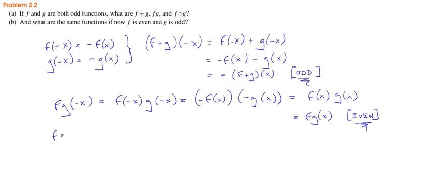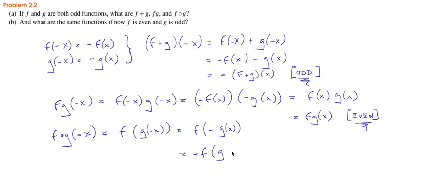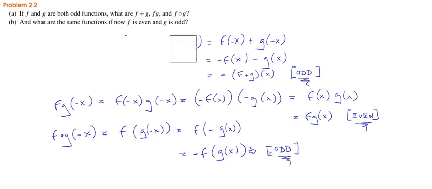And finally, the composition. We have f of g of minus x, but this is just f of minus g of x, because g is odd. And now because f is odd, we have minus this, which means that this function is odd.